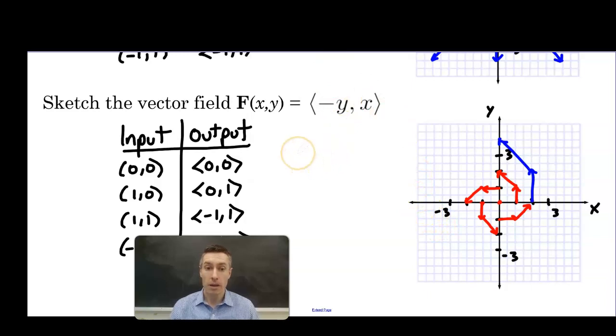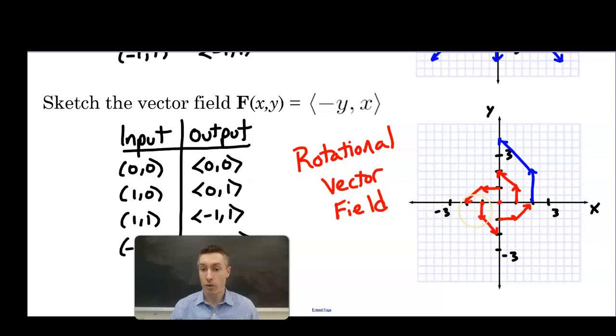And this has a name. It's called a rotational vector field. And here the key, if we were to draw those circles again, we would get vectors that are tangent to those circles that we draw, right? That create rotation inside of the vector field. In this case, the rotation is in the counterclockwise direction.